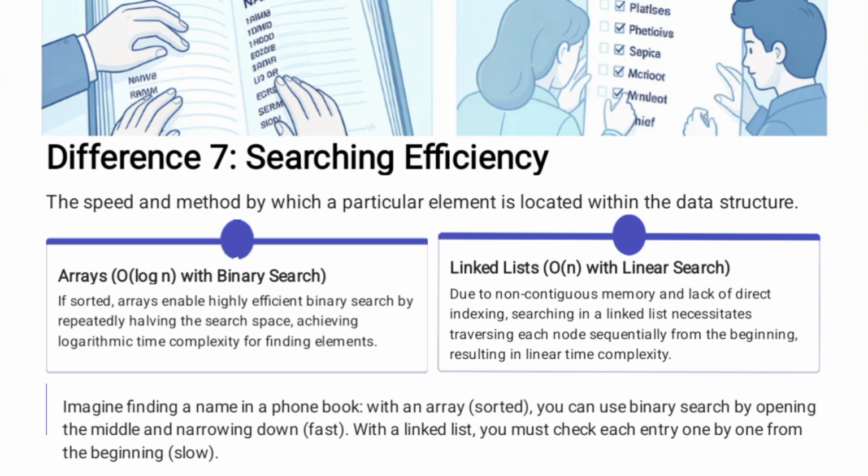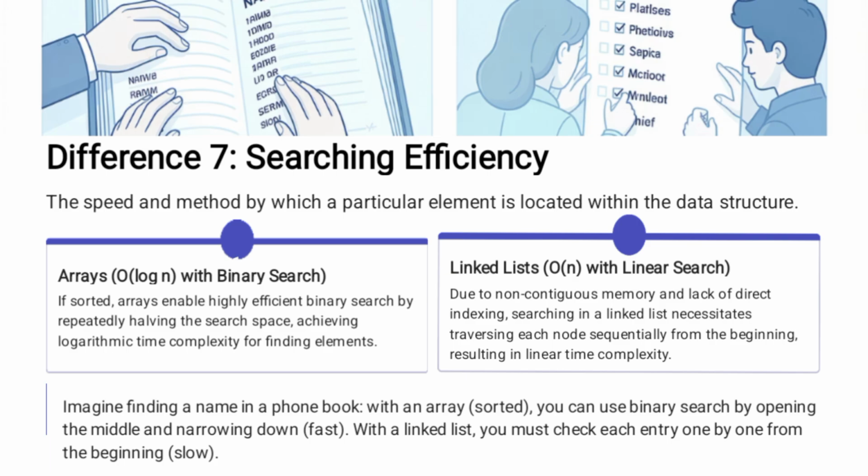Next is searching efficiency. Arrays give O(log n) searching time complexity when we are using binary search. As we know, arrays are contiguously stored, and if arrays are sorted, then it is easier to find a specific element. Whereas in a linked list, due to its non-contiguous memory, we do not access elements based on indexing, so we need to traverse each node sequentially from the beginning, resulting in linear time complexity.